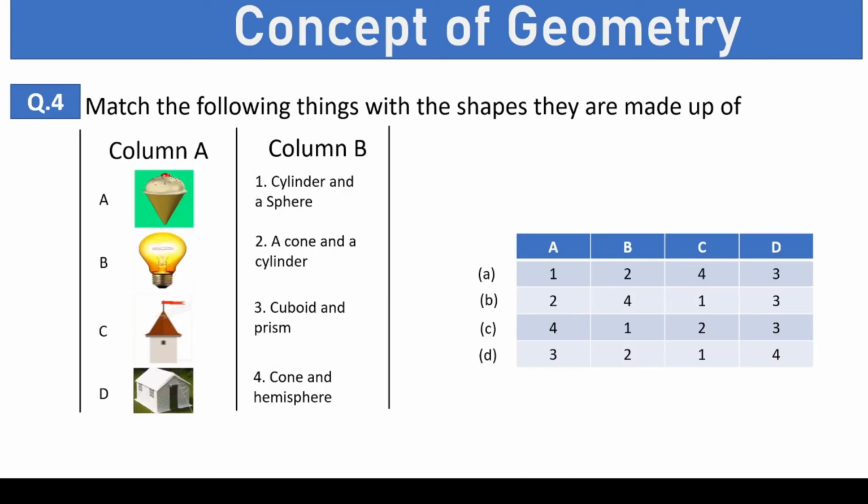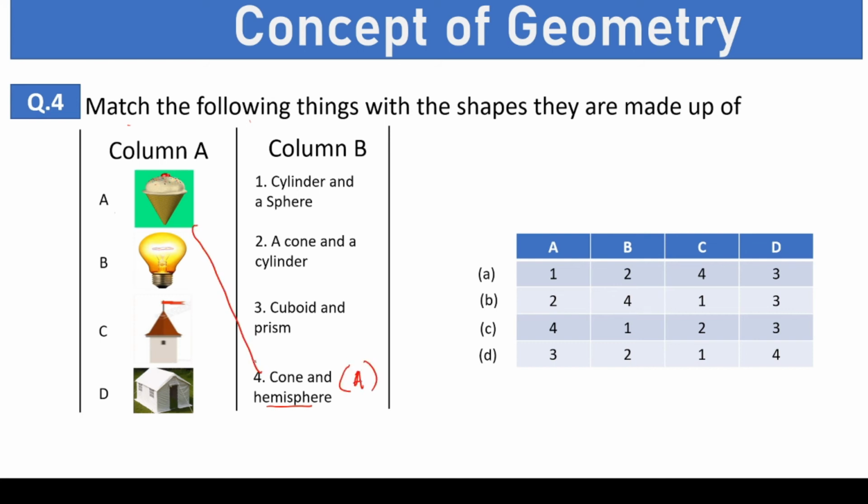Next question. Match the following things with the shapes they are made up of. Well, let's try this. First is an ice cream cone. By the name, it has a cone. So, there is 2 and 4 which have cone. But this is not a cylinder. This is half of a sphere which is also called hemisphere. So, A matches 4.